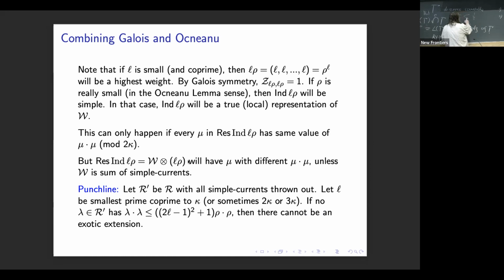If this thing is less than 1/2 plus square root of 6 times the level over the dual Coxeter times the dimension of your Lie algebra plus 1/4. So if the smallest prime that's coprime to your level satisfies this inequality, then there are no exotic quantum subgroups. So any condensation has to be through simple currents.